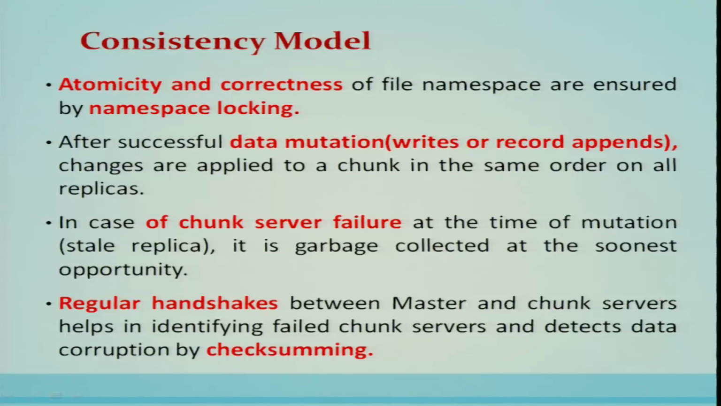Now, consistency model. Atomicity and correctness of the file namespace are ensured by namespace locking. After a successful data mutation, writes or record appends, changes are applied to the chunk in the same order on all the replicas. In case of a chunk server failure at the time of mutation, it is garbage collected at the soonest opportunity. Regular handshakes between master and chunk servers help in identifying the failed chunk servers and detect data corruption by checksumming. So, this simplifies a more complicated consistency model. This is good enough to solve the consistency issues.